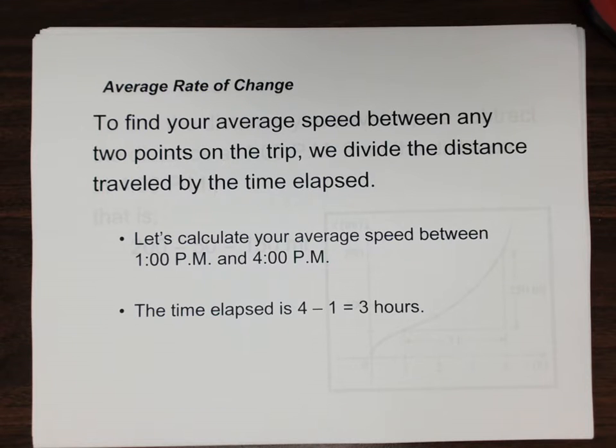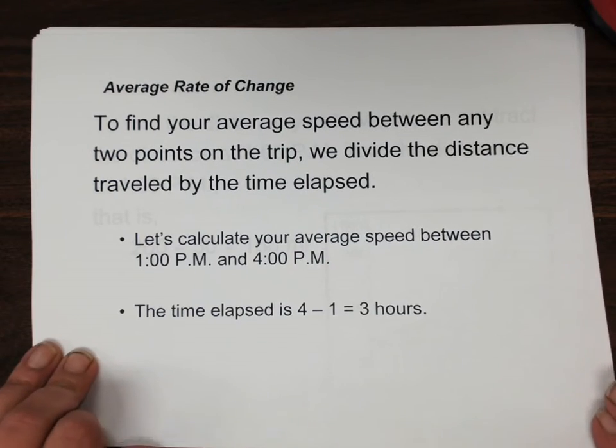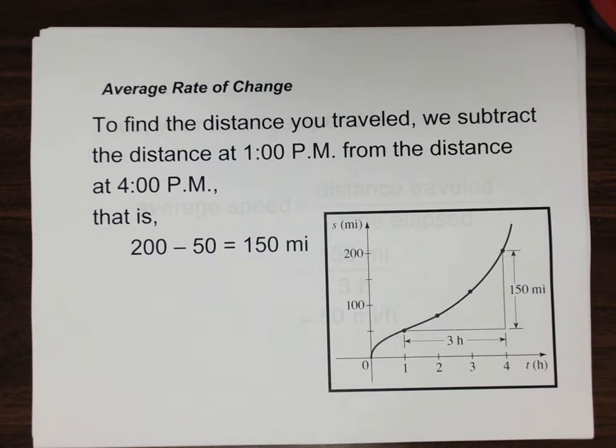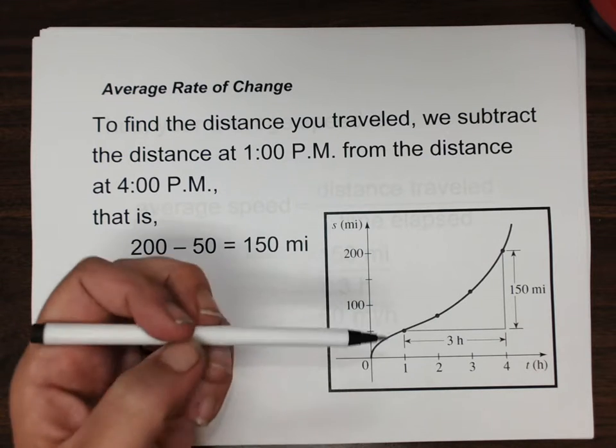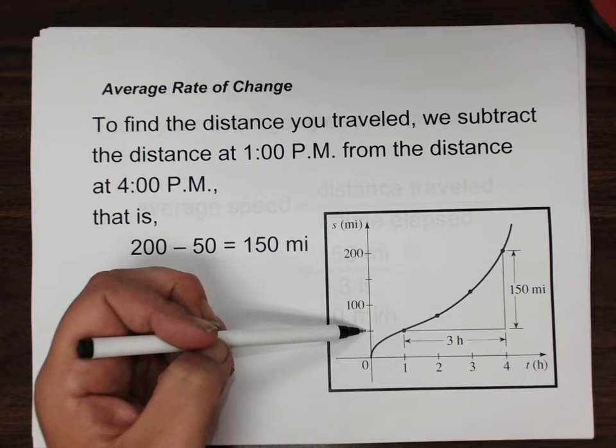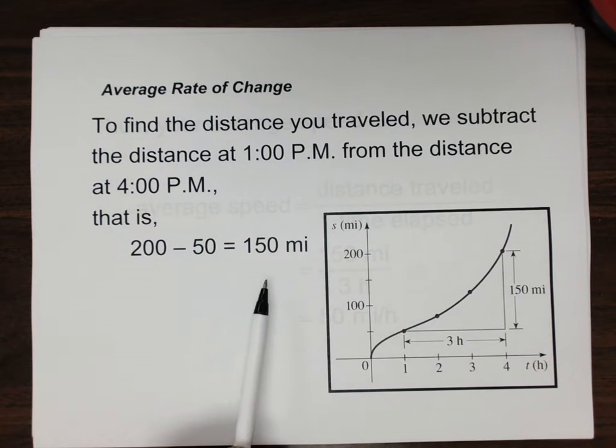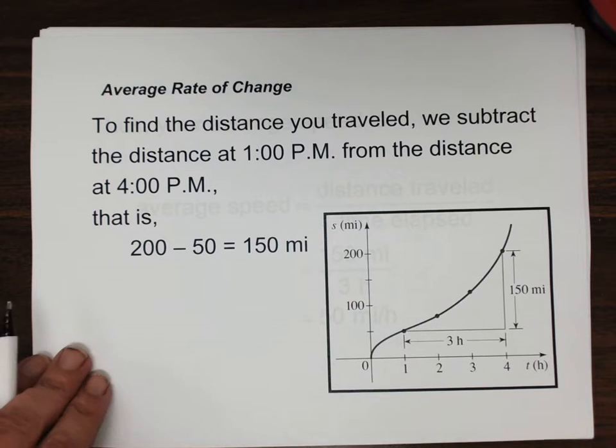To find your average speed between 2 points, any 2 points on this trip, we divide the distance traveled by the time elapsed. So let's go ahead and calculate your average speed between 1 and 4 p.m. The time elapsed is 3 hours total, because if we're at 4 o'clock and we started at 1, that means 3 hours have passed. Now we want to find the total distance traveled. Between 1 o'clock and 4 o'clock, we're at 50 miles, and by 4 o'clock we've traveled 200 miles, so we've gone a distance of 150 miles total.